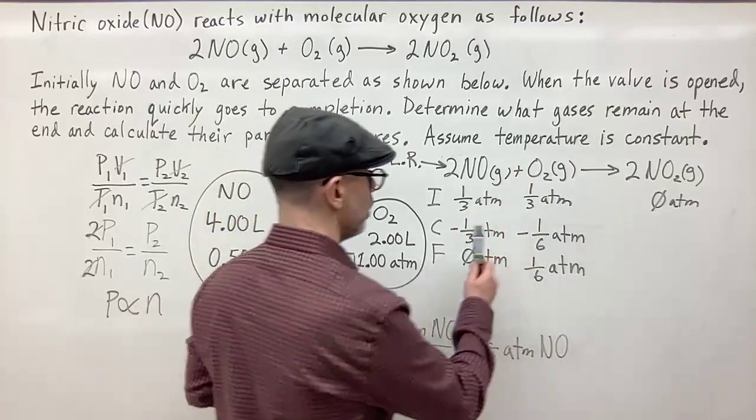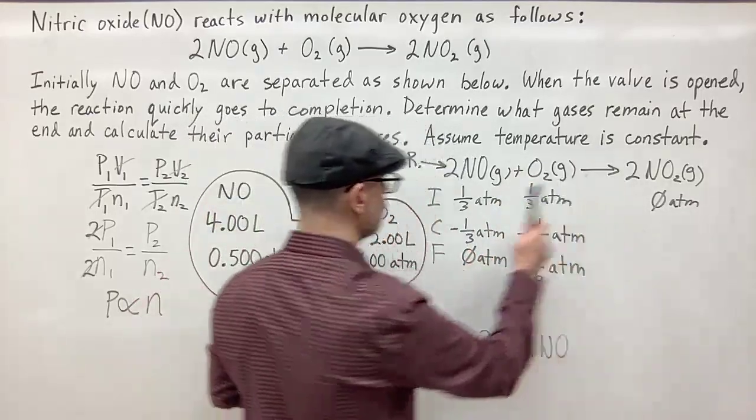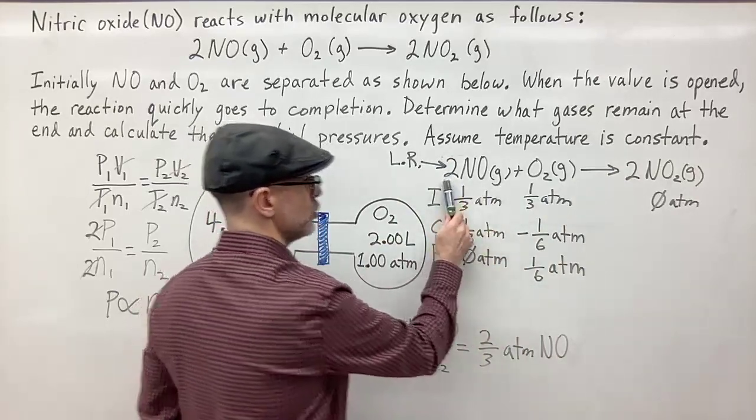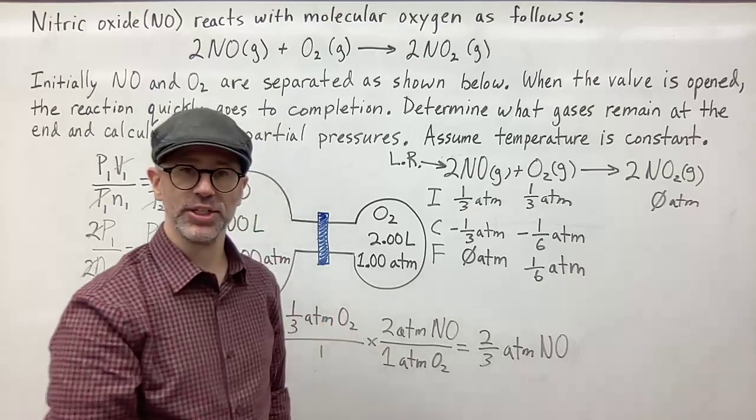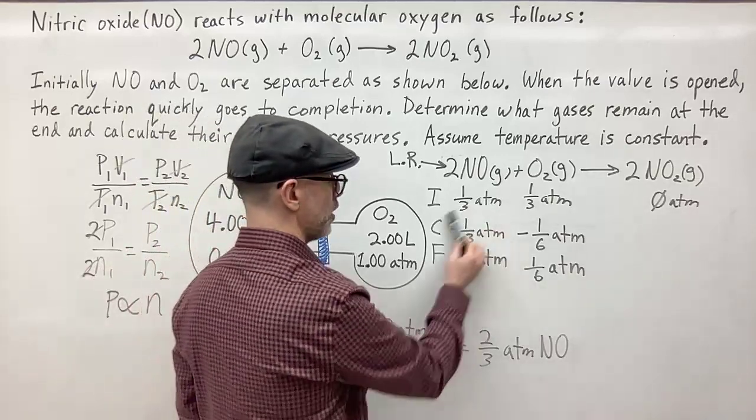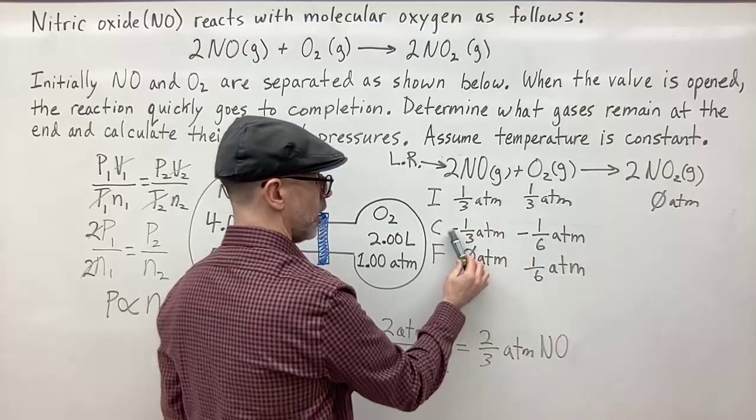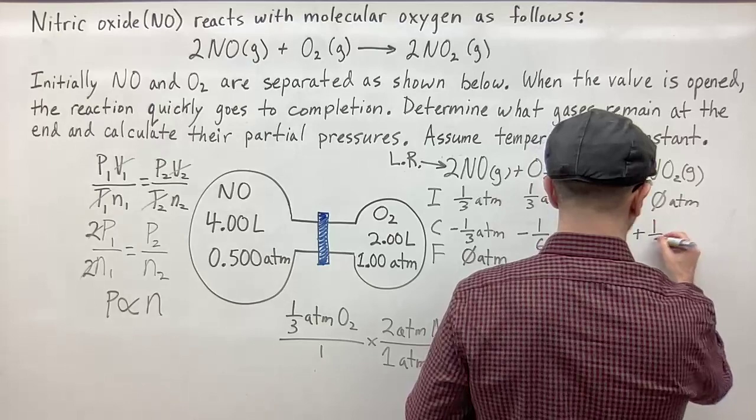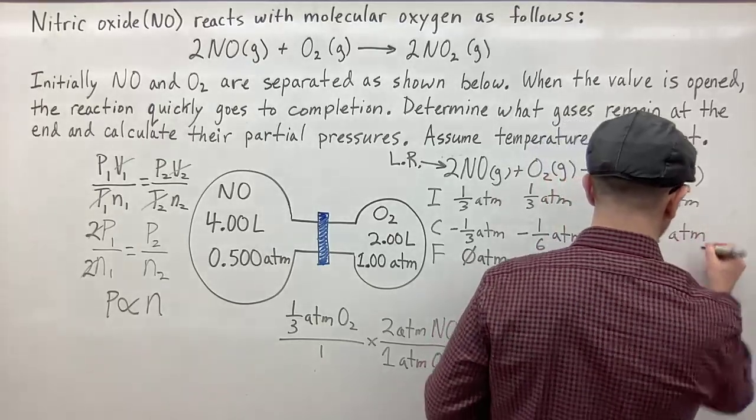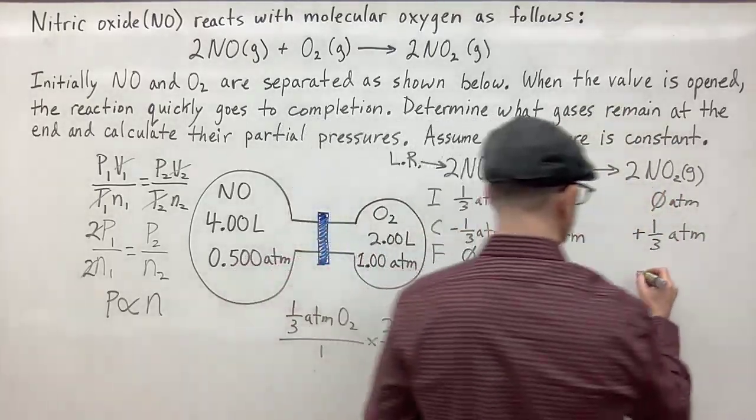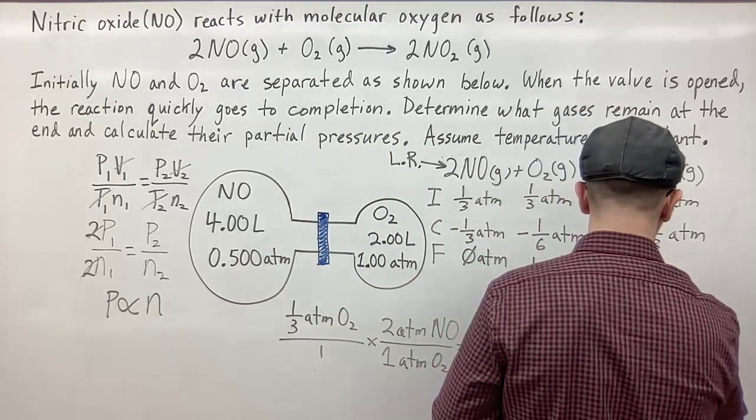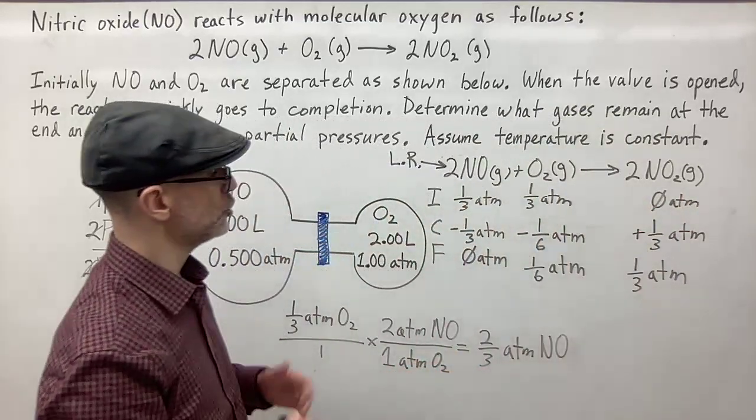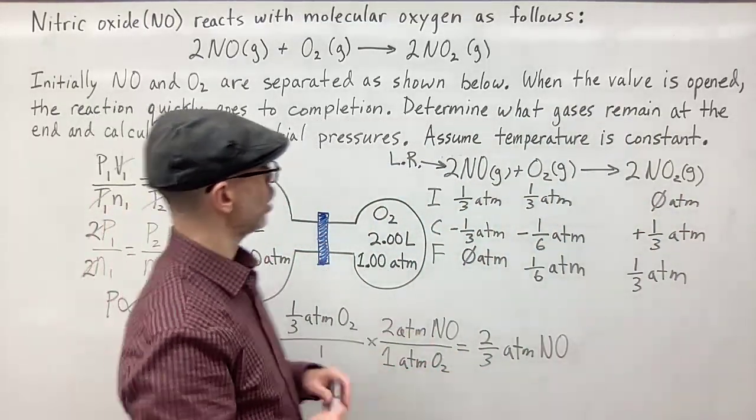And then also keep in mind that I have 2 here. So if I lose 1/3 of the NO, it's a 2-to-2 ratio, or a 1-to-1 ratio. So it's going to be the same here. If I lose 1/3 here, then I'm going to gain 1/3 of an atmosphere of my product, which means I'm going to have 1/3 of an atmosphere of 2NO2.